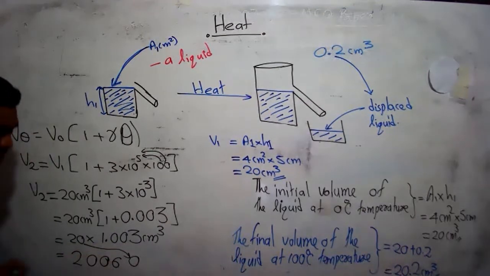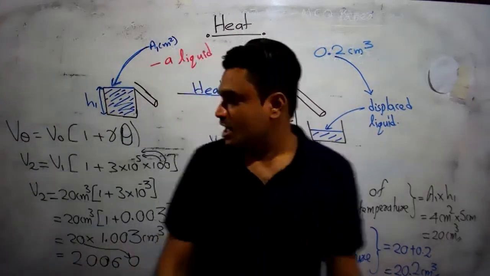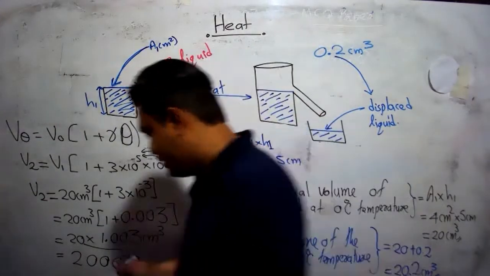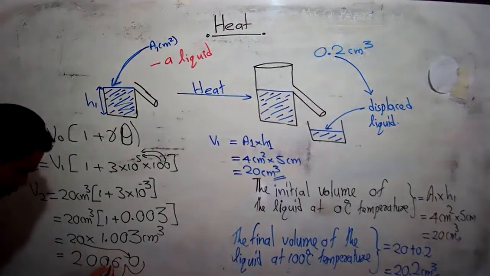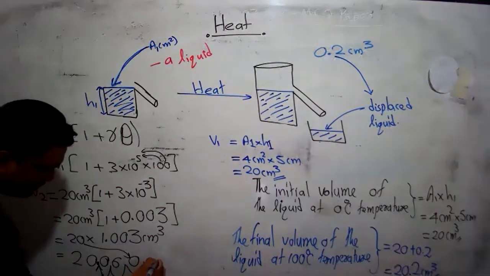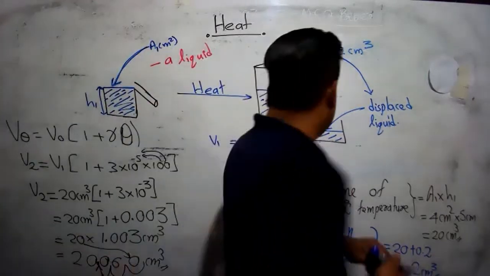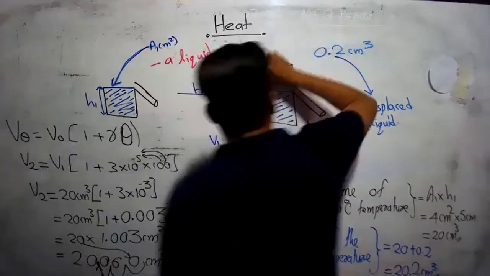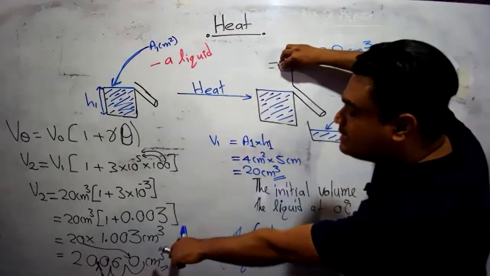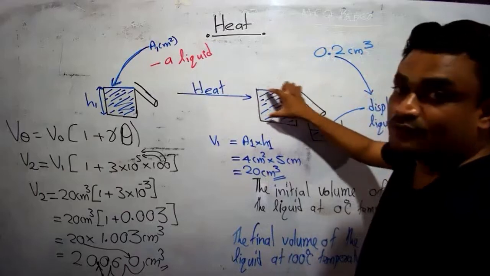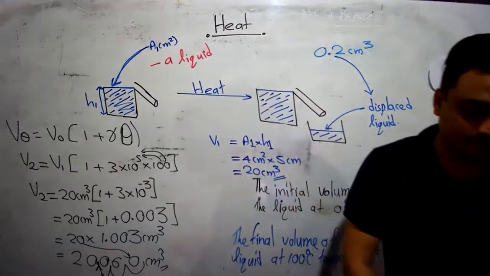How many decimal places should we remove here? 1, 2, 3. So let's remove 3 decimal places. 1, 2, 3. So the final decimal point should be here. So 20.060 cubic centimeter. Completed there. So this is the volume of this section. 20.060 is the volume of this section of the vessel. Got it?